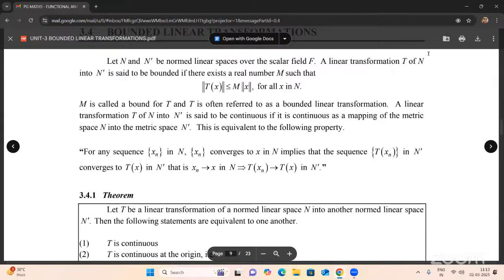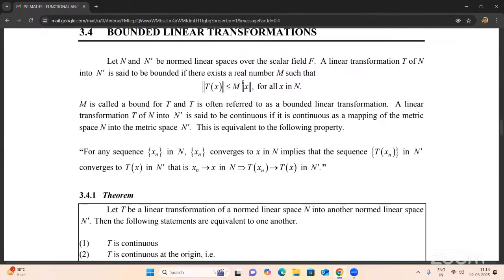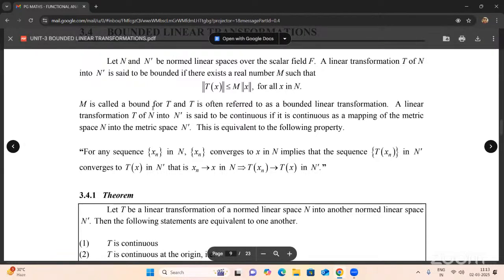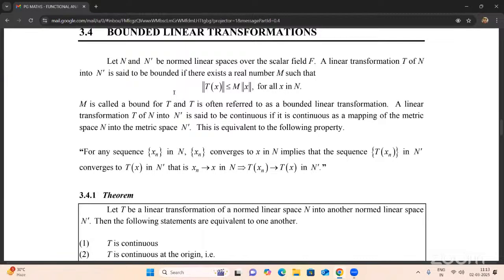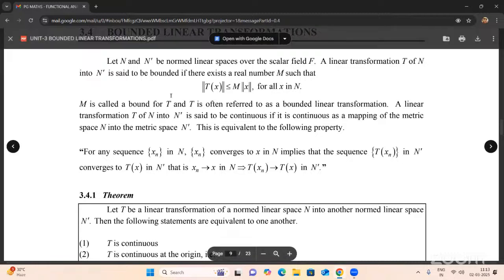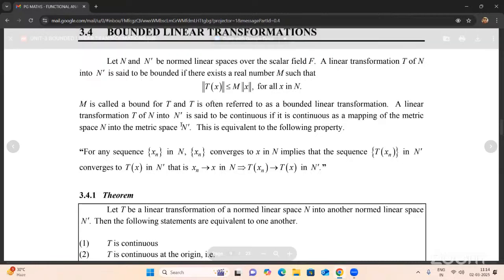For all x in the domain of the mapping, here the domain is capital N. That's why you take the values x belongs to N. In the same manner, for y belongs to N, norm T of y less than or equal to M into norm y. Okay. So here that real number M is called a bound for T. So T is referred to as a bounded linear transformation from N into N dash.